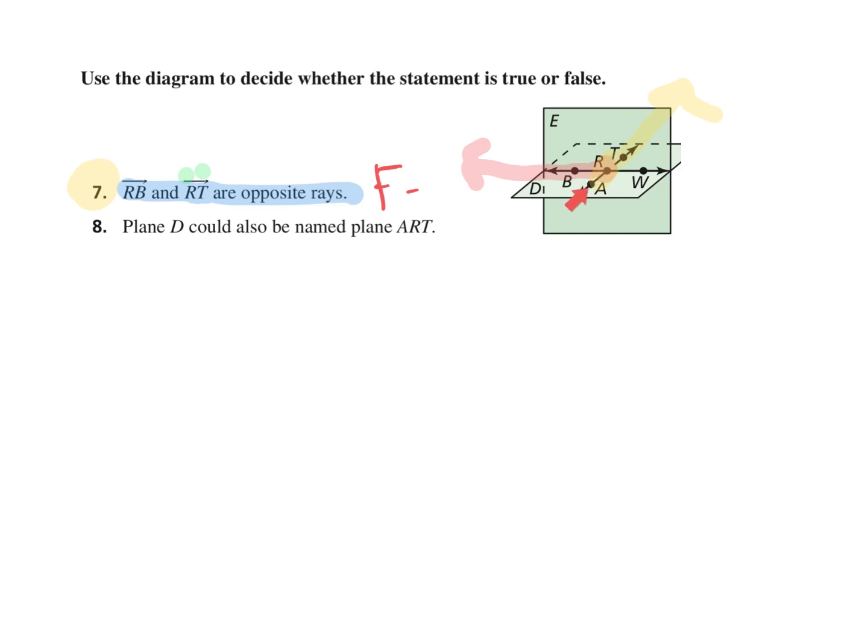If we had called it plane ARW, that would work because those 3 points are in plane D and they're not on the same line. So number 8 is also a false.